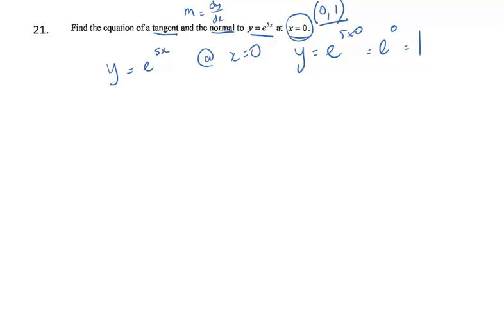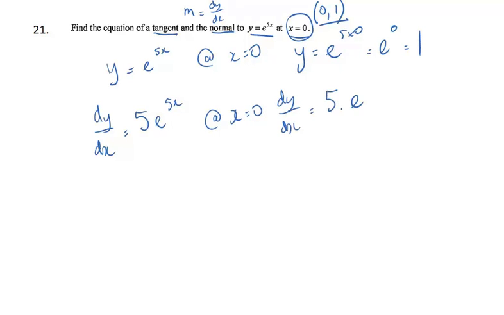Now we want to find our gradient, which is our dy on dx. So dy on dx, we bring our 5 down, becomes 5e to the 5x. So at x is equal to 0, dy on dx will be 5 times e to the 5 times 0, which is 5 times e to the power of 0, which is equal to 5. So we know at this point our gradient is 5. So now at our point (0, 1), which we found when x is equal to 0, we're interested in our equation of the tangent.